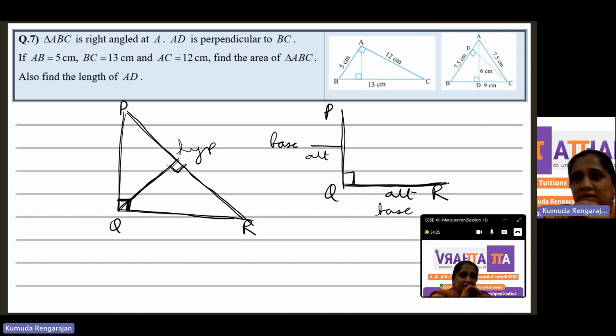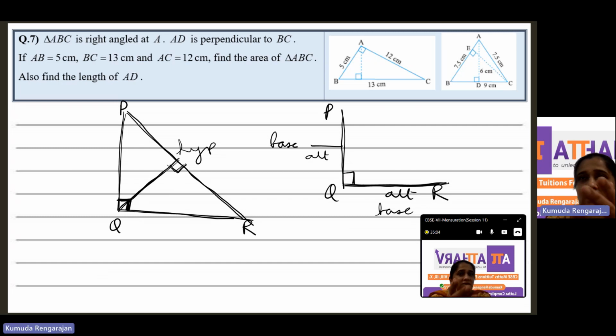In a right triangle, two sides have 90 degrees between them. So those two sides are friends. Those two sides talk to each other like this. They say, if I am the base, you be the altitude. If you are the base, I'll be the altitude. The sides only, the two sides.